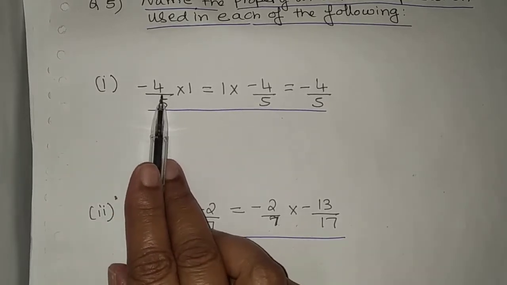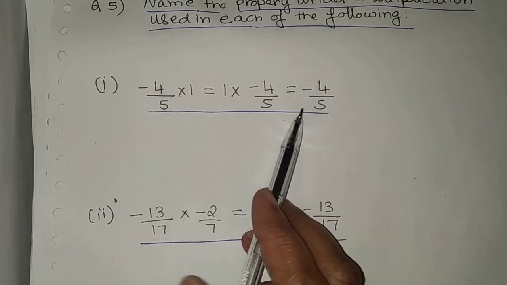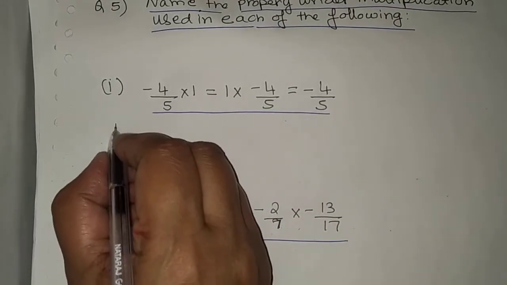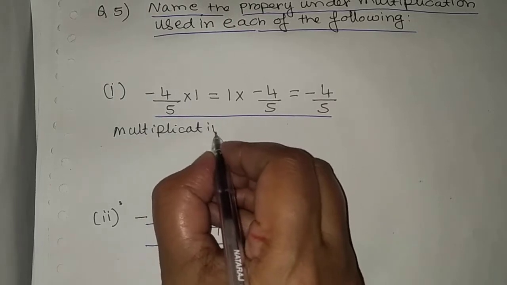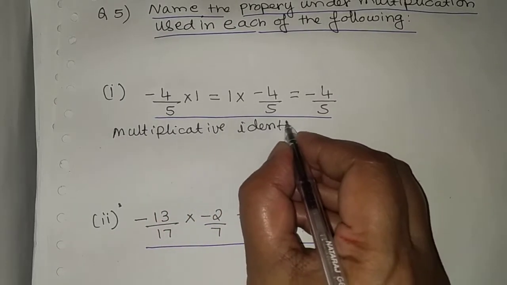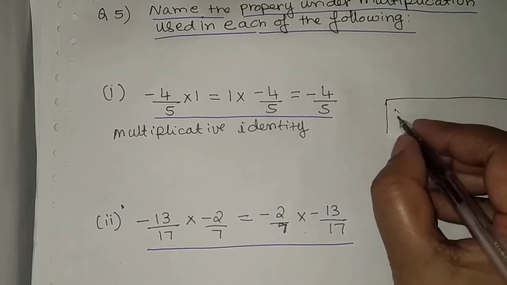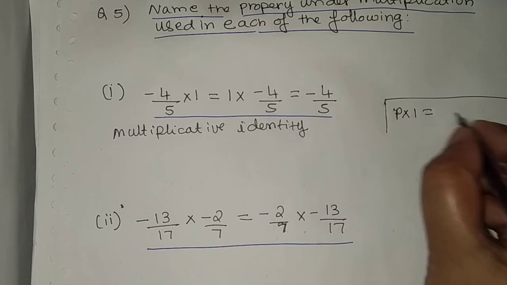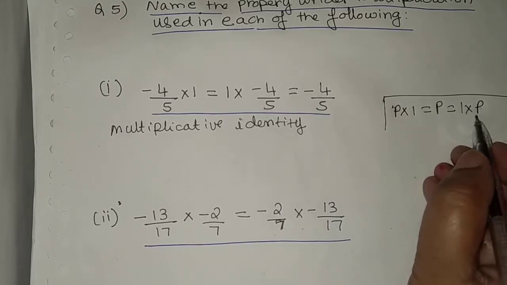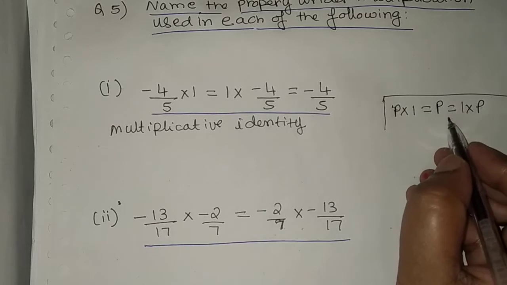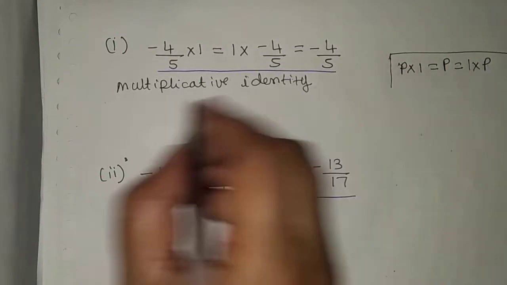First one, this is minus 4 by 5 into 1 equal to 1 into minus 4 by 5. Then the result is minus 4 by 5. This result is called multiplicative identity. What is a multiplicative identity? If any number is multiplied by 1, the result is the same: p into 1 equals p, which equals 1 into p. Anything multiplied by 1, the number remains the same. This is called the multiplicative identity.